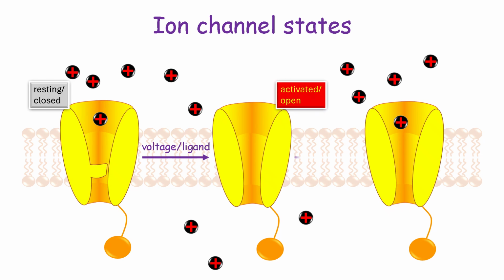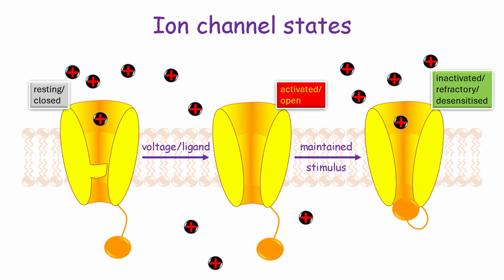During a maintained stimulus, many ion channels gradually morph from the open state into a non-conducting state, as a different part of the channel creates an obstruction. This is known as an inactivated, refractory or desensitized state. Although the pore is still open, ions can no longer get through it to traverse the membrane.